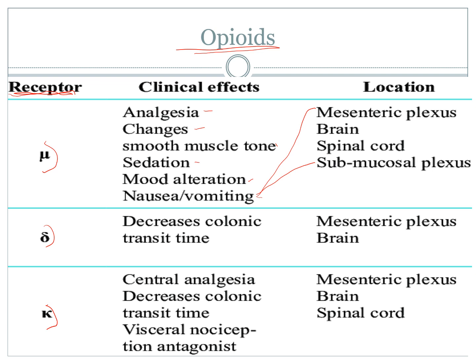Okay, our delta receptors are all about decreasing the speed in which our colon moves. Okay, kappa receptors is about central and visceral nociceptors and analgesia, and also reducing how fast our bowel moves. Okay, so that's what they do, and that's where they sit.